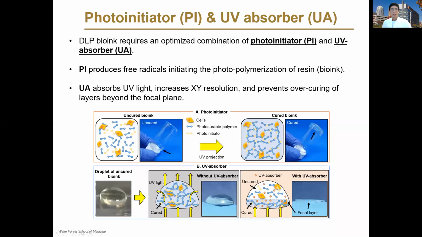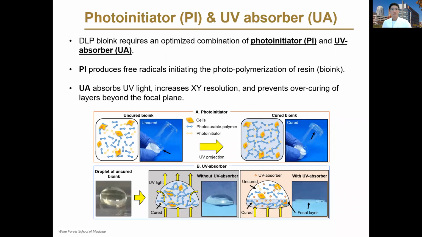DLP BioInk consists of photocross-linkable polymers and cells, but it also requires an optimized combination of photoinitiator and UV absorber. Photoinitiator plays a critical role by producing free radicals that initiate the polymerization of BioInk when irradiated by UV light. On the other hand, UV absorber absorbs UV light and prevents the scattering of light in the resin to increase the XY resolution in the printed construct.